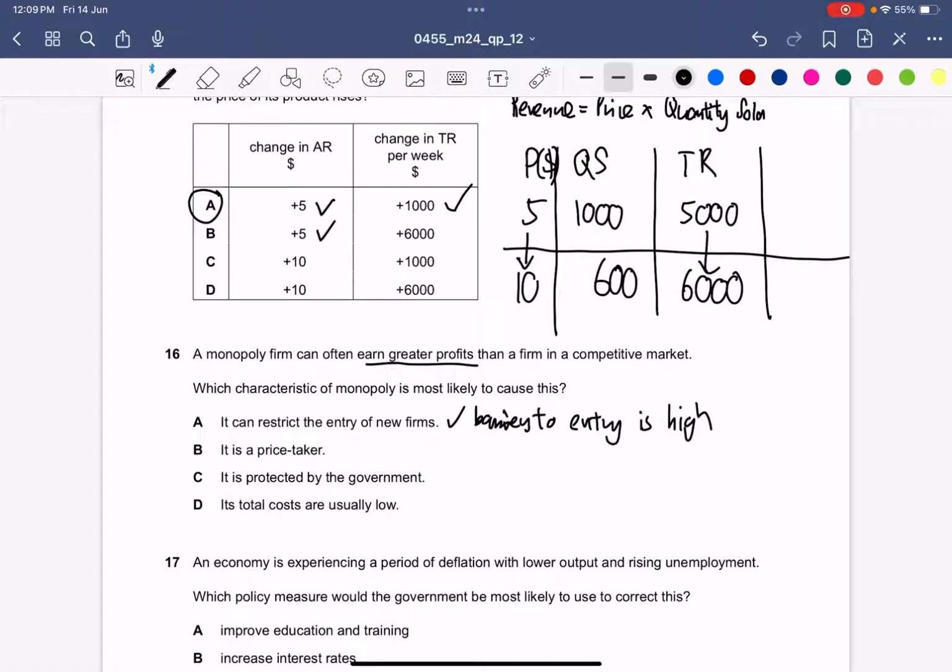Let's see the other answers. Price taker, no. It should be a price maker. It is protected by government. I think this is not necessary. It depends, so it cannot be the answer. Total costs are usually low. No, this one we don't know. So yeah, we cannot choose this as the answer. The final answer is A.